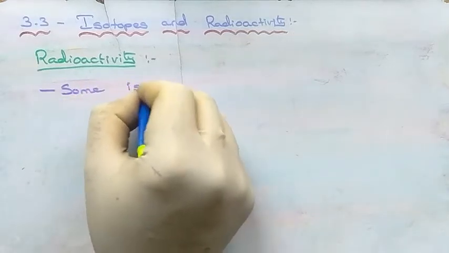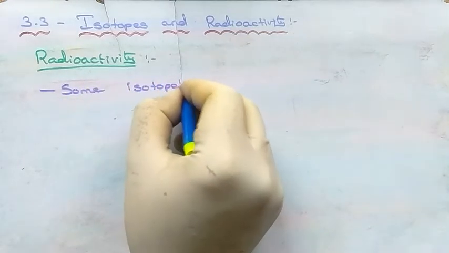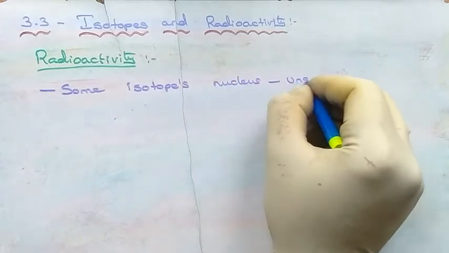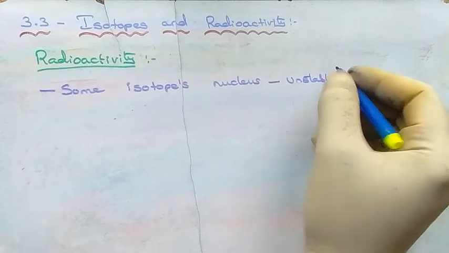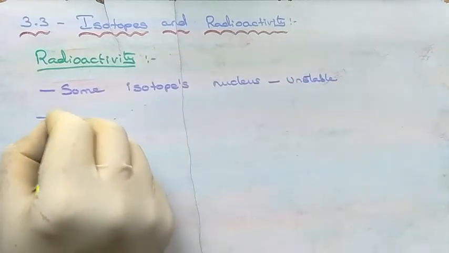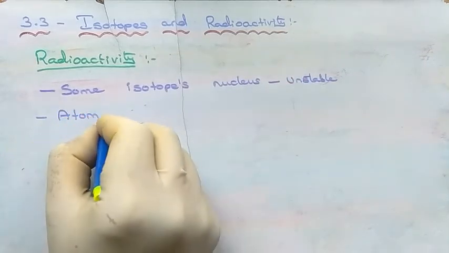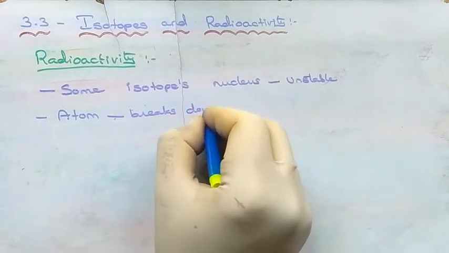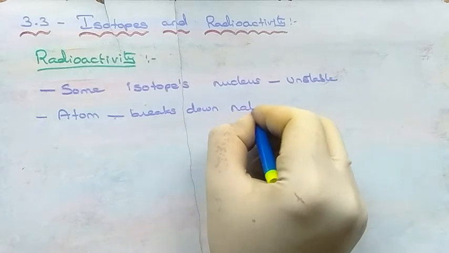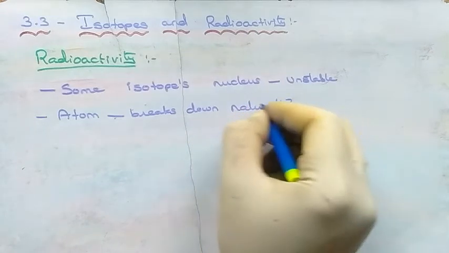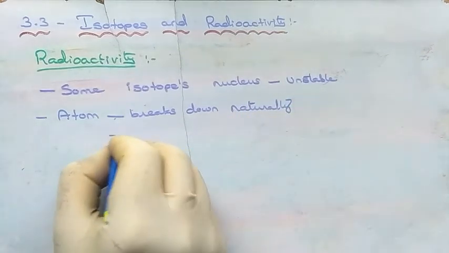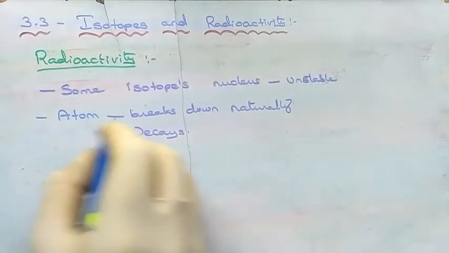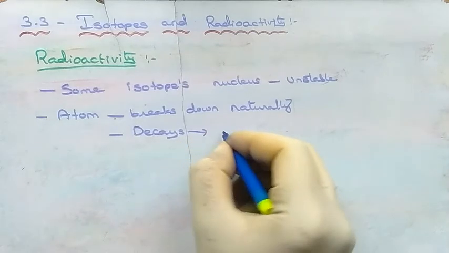Next, we are going to see about radioactivity. Some isotopes' nuclei are unstable due to an imbalance of protons and neutrons. So that kind of atom breaks down into smaller pieces naturally without any external force. Either it breaks down into smaller pieces or it decays. So the unstable isotope's nucleus will decay by emitting radiation.